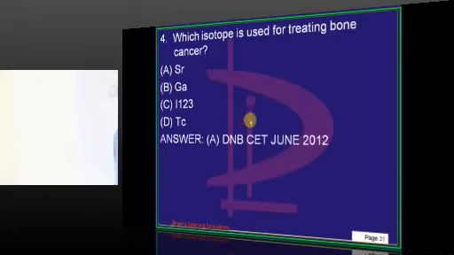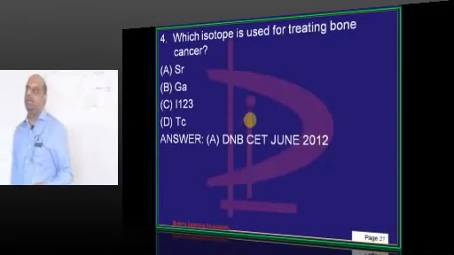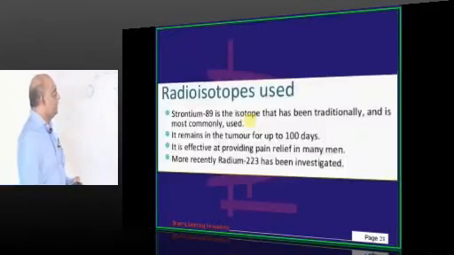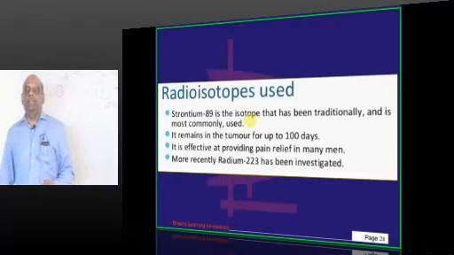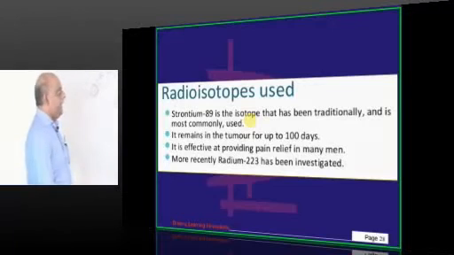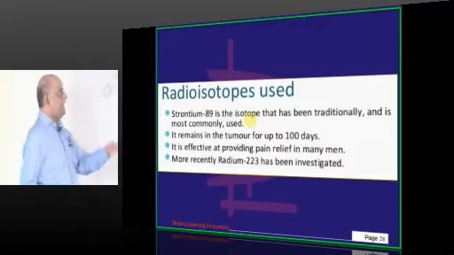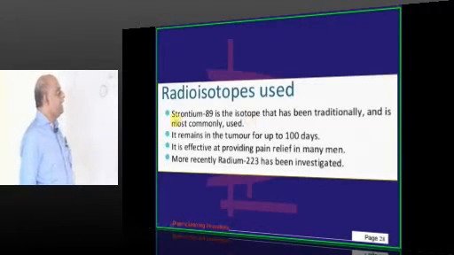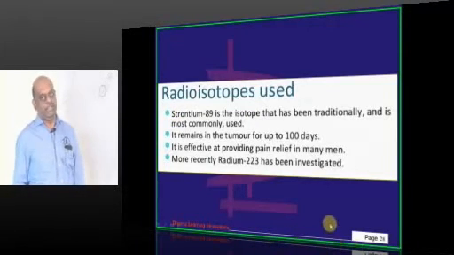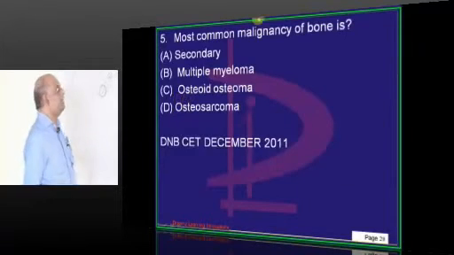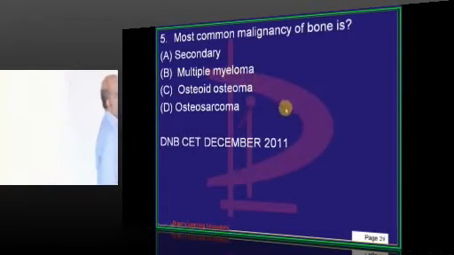Which isotope is used for bone tumor scanning, doctor? We use strontium 89. The main reason is it remains in the tumor for up to 100 days, and nowadays radium 223 is also used in addition to strontium in order to investigate the bone tumors.